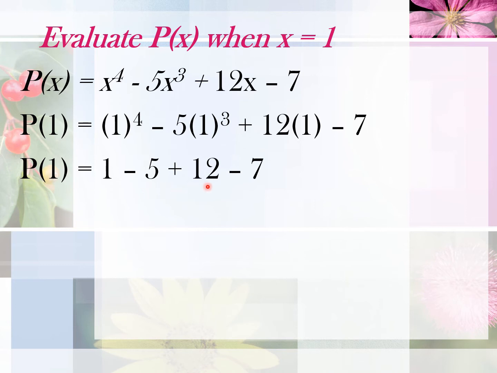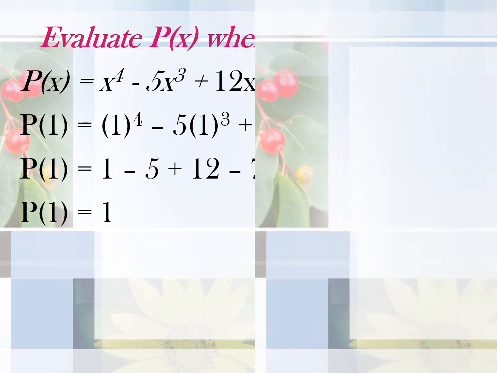Negative 4 plus 12 is 8, minus 7 is equal to 1. So, ang P of 1 natin is 1. So, the same answer dun sa na-solve natin kanina sa ating synthetic division.